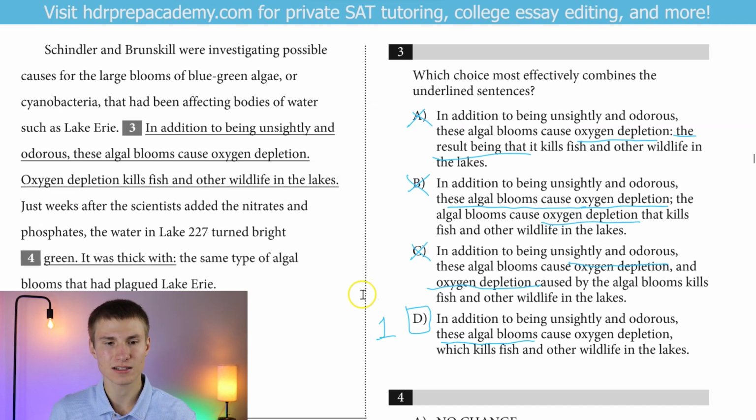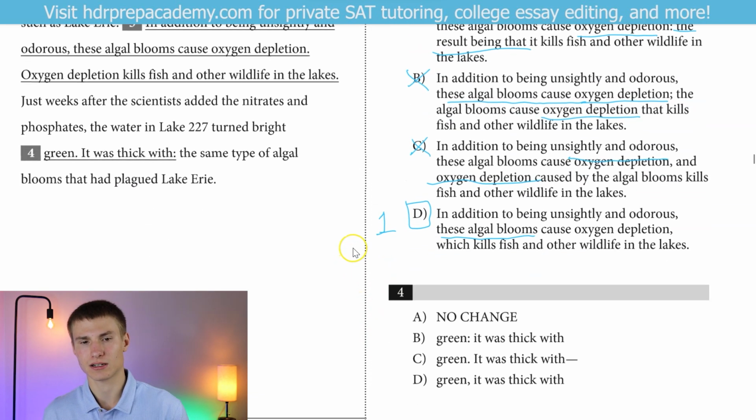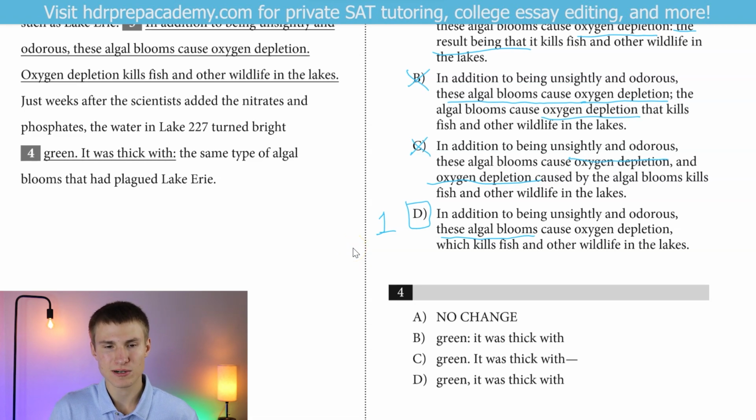Just weeks after the scientists added the nitrates and phosphates, the water in Lake 227 turned bright green. Then we have, it was thick with the same type of algal blooms that had plagued Lake Erie. We see all of our words are the same, we just have variances in punctuation. So we've got to break down what's an independent clause here and what's not. So we have, just weeks after the scientists added the nitrates and phosphates, that's a dependent clause, introducing our independent clause. Then we have the independent clause of the water in Lake 227 turned bright green. Okay, after that we have, it was thick with the same type of algal blooms that had plagued Lake Erie.